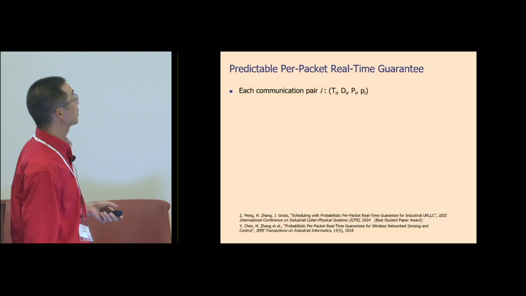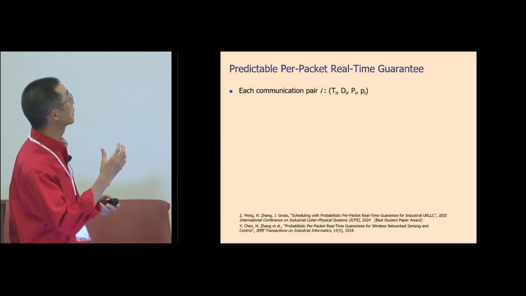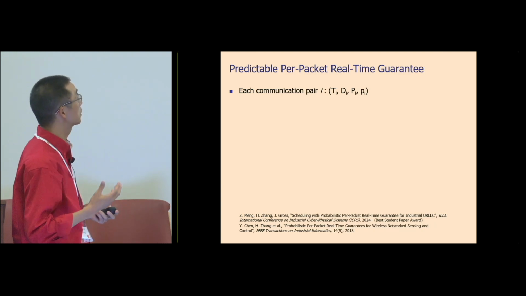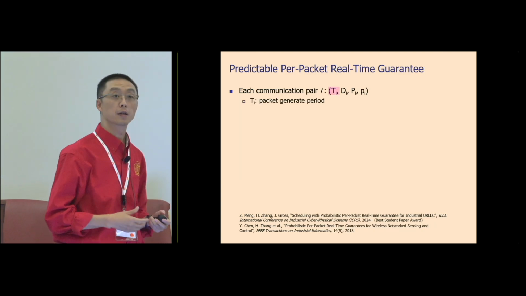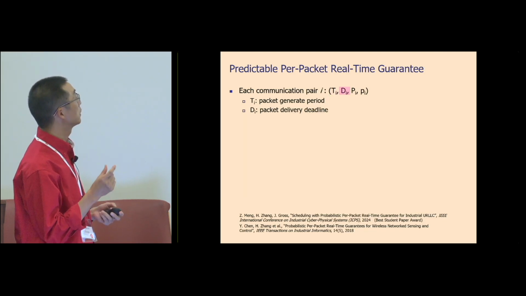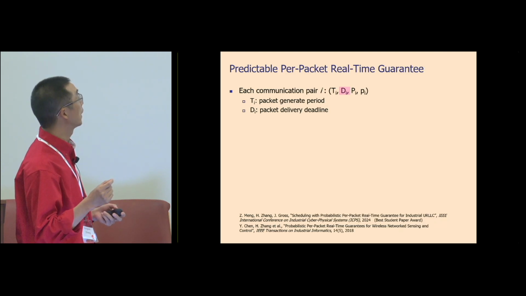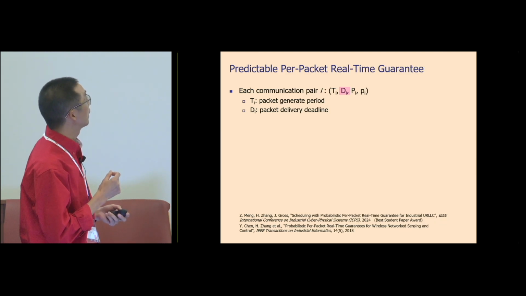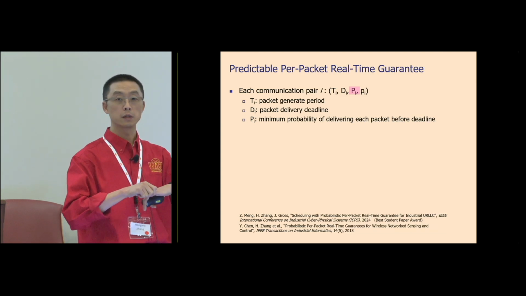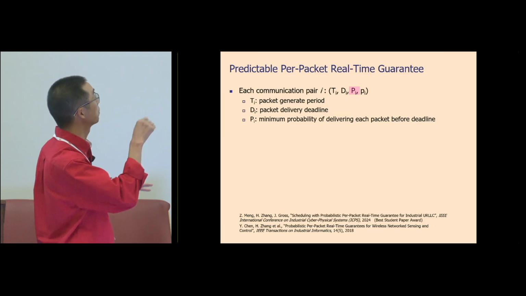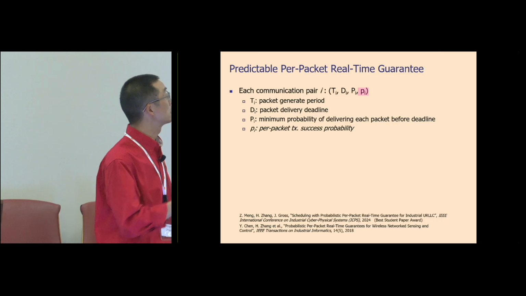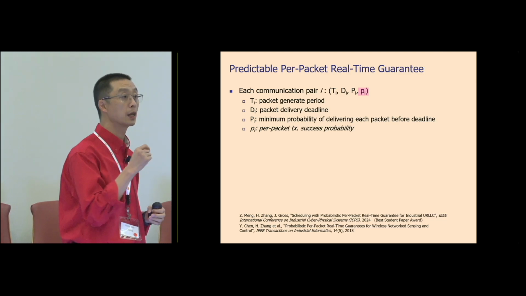Conceptually, it's something like this. This is a model for probabilistic real-time guarantee requirements for an application. I'm going to generate a packet every T_i seconds, and each packet generated needs to be delivered by its deadline D_i. I want the probability of ensuring this guarantee to be no less than capital P_i, under the assumption that the per-packet reliability is small p_i.